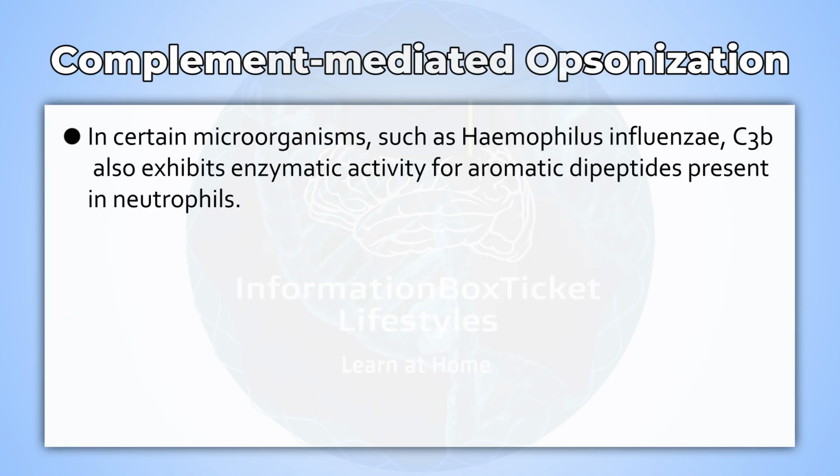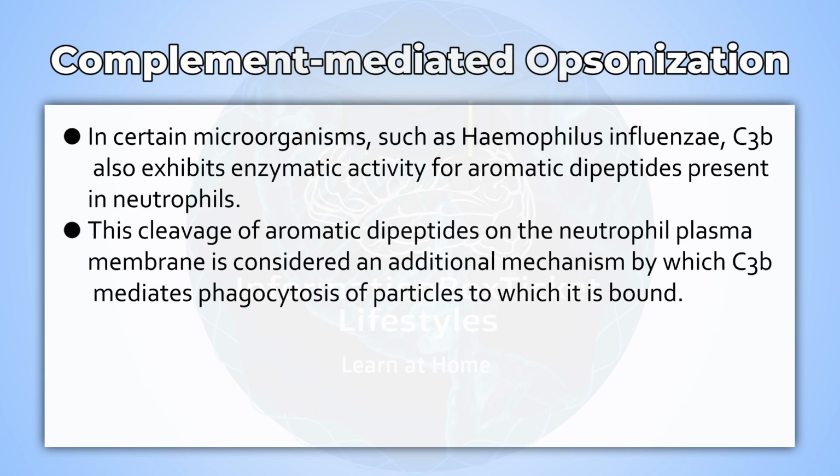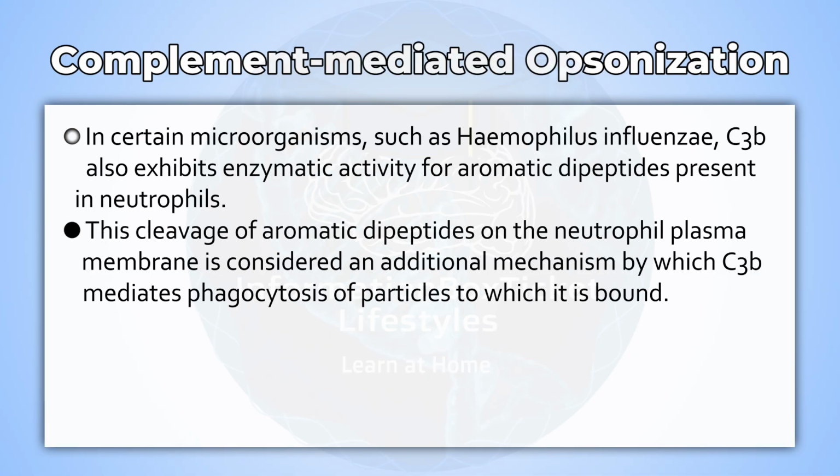In certain microorganisms, such as Haemophilus influenzae, C3b also exhibits enzymatic activity for aromatic dipeptides present in neutrophils. This cleavage of aromatic dipeptides on the neutrophil plasma membrane is considered an additional mechanism by which C3b mediates phagocytosis of particles to which it is bound.